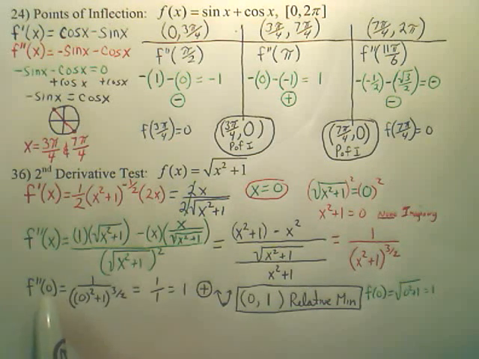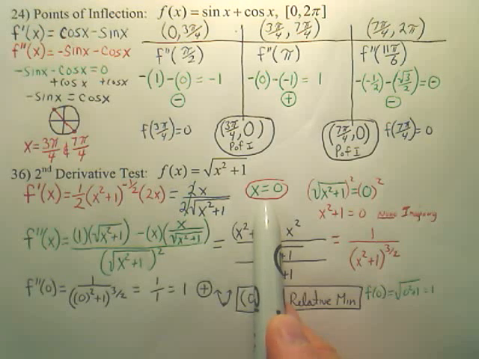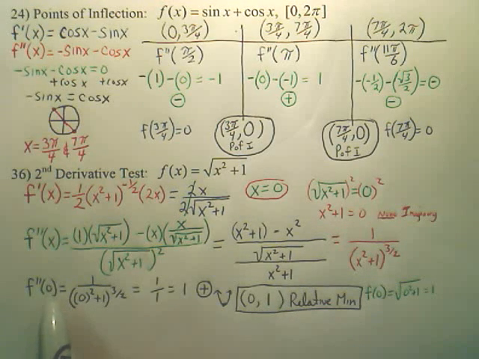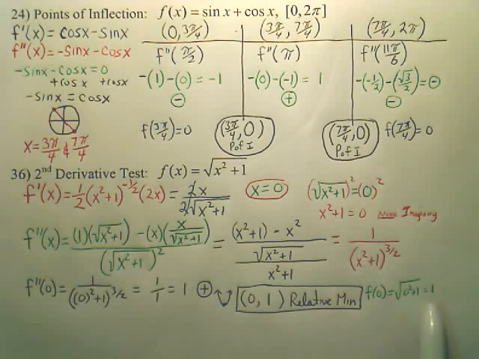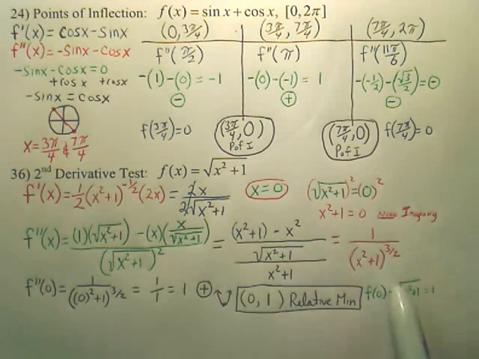And you simply plug in 0, the one value that could be a max or min, your critical number. And when you plug it in, you get 1. 1 means it's concave up, because it's positive, which means that at 0, it's up. So that means that is going to be a relative min. And we found the actual coordinate by plugging 0 into the original function, and it came out to be 1. So (0, 1) is a relative min using the second derivative because it was concave up at that point.